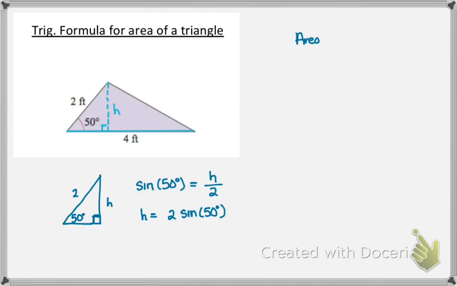Area is equal to 1/2 the base times the height. In this case, area is equal to 1/2. The base is 4 times the height, which we calculated to be 2 times the sine of 50 degrees.